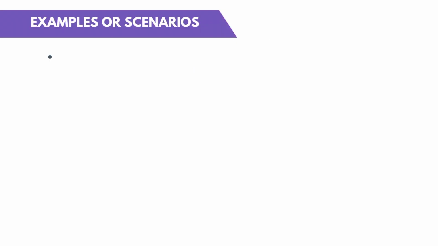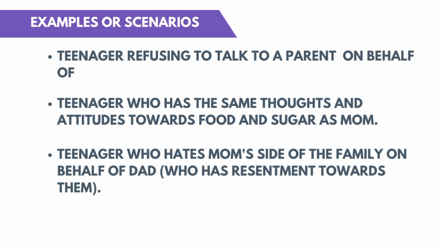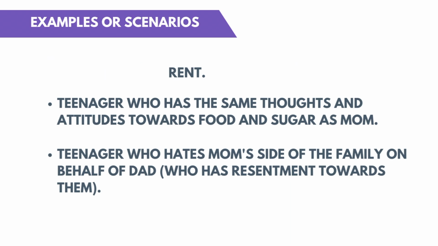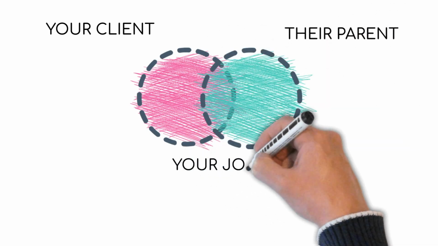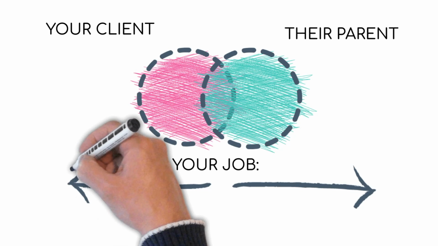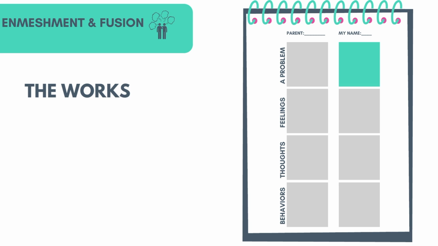Some of the examples that I can think of that I've seen are refusing to talk to a parent, refusing to talk to mum's side of the family, and having the same thoughts and attitudes about food and nutrition. So the big question is, well, what do I do about it? The worksheet and activity is all about helping the client, the teenager, see that they are having the same thoughts as their parents, and then asking them to decide if they want to keep them or have their own thoughts and feelings and behaviors. The worksheet looks something like this.